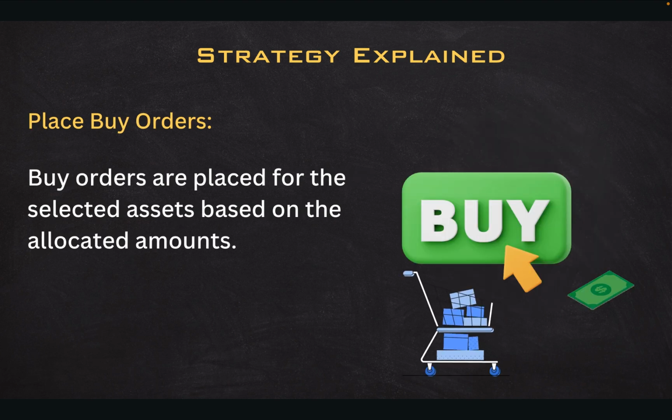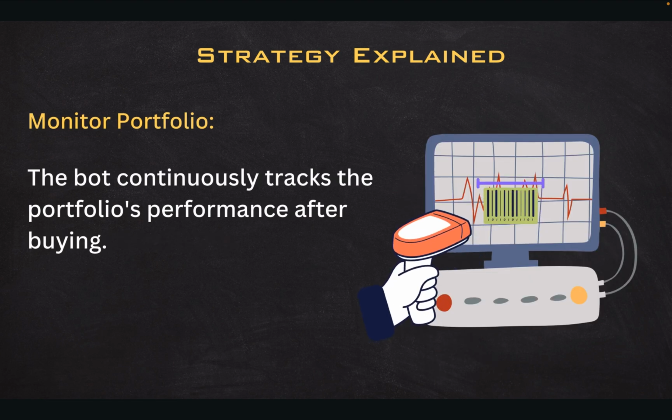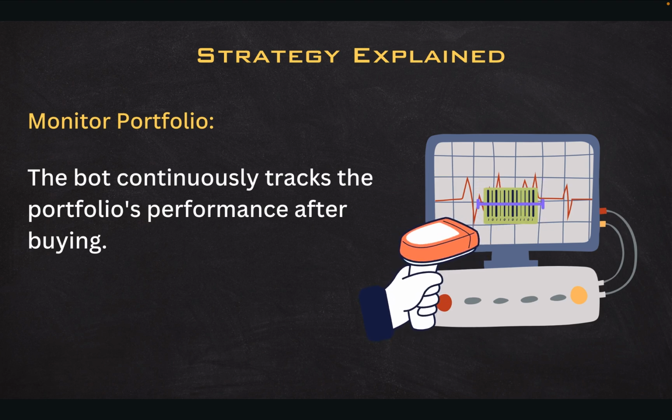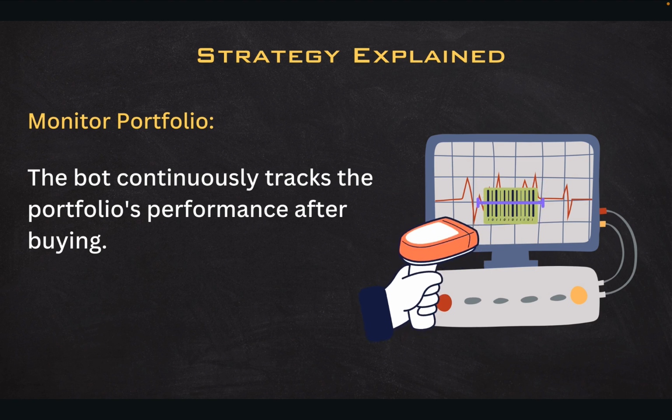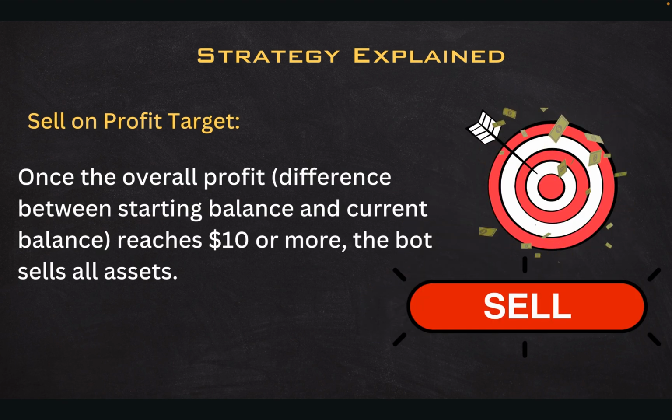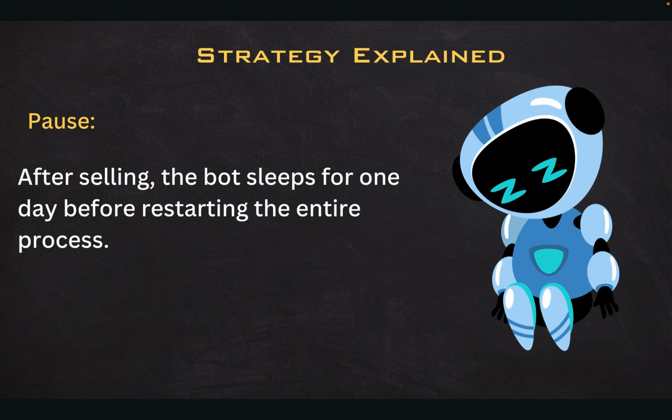Once the allocations are calculated, the bot places buy orders for the selected assets, aiming to execute these orders at or near the current market price to minimize discrepancies or delays. After the buy orders are successfully executed, the bot enters a monitoring phase where it continuously tracks the portfolio's real-time performance. It calculates the overall profit by comparing the current portfolio value to the starting balance. Once the profit reaches or exceeds $10, the bot places sell orders to close all positions in the portfolio, locking in the gains. Following the successful execution of these sell orders, the bot pauses its operations for a 24-hour period. After this rest period, it restarts the entire process from the beginning, repeating the cycle. Now that we know what we want the bot to do, let's turn it into a prompt for ChatGPT.